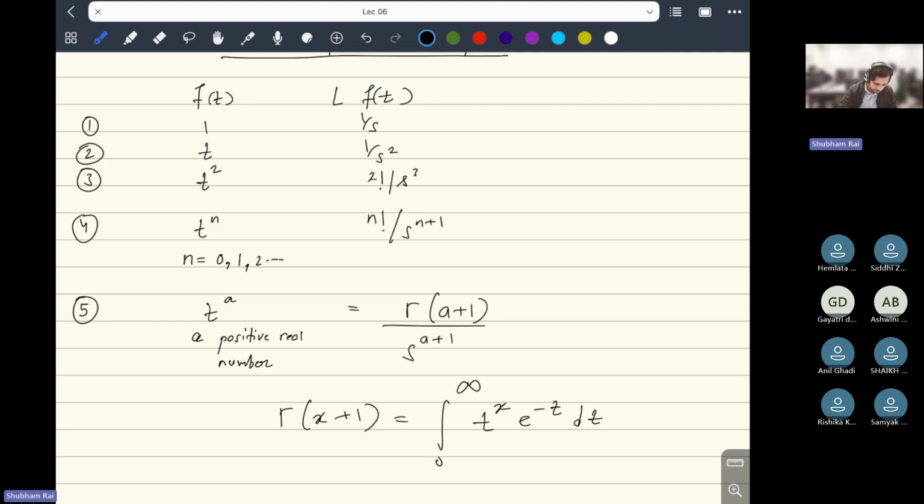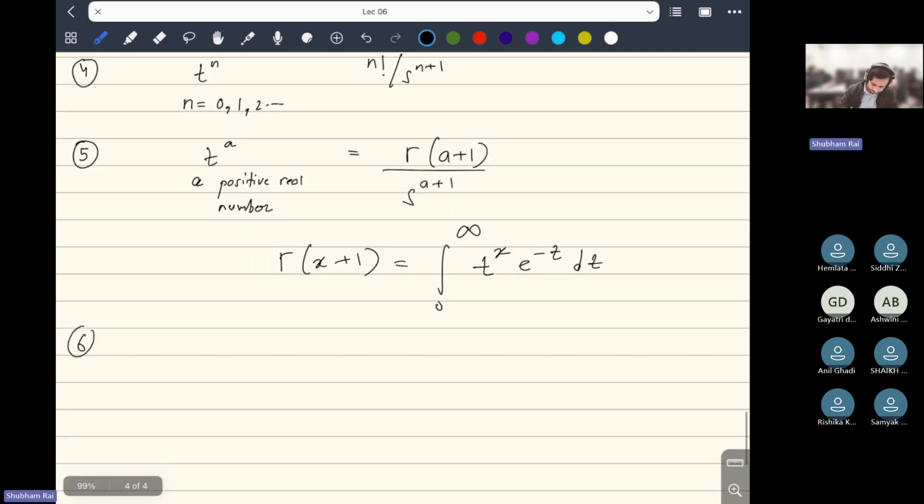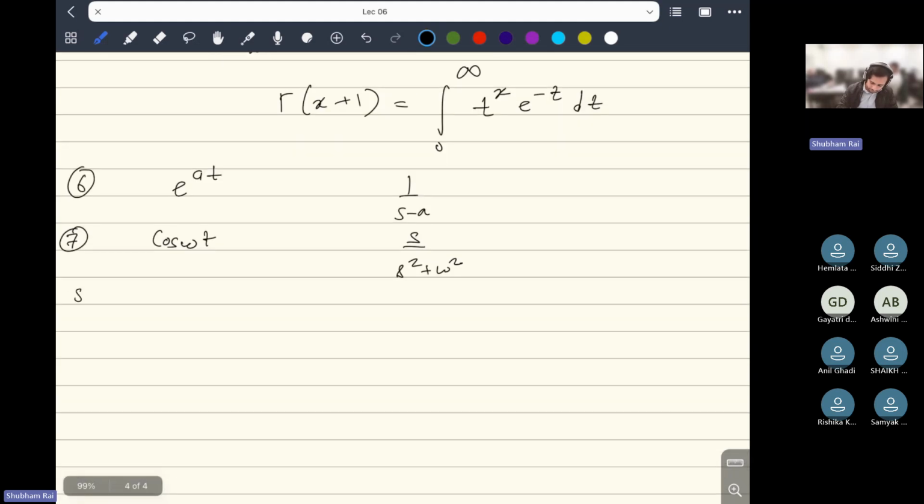And then let me just write for a few more functions. Laplace transform of e raised to power at will be 1 over s minus a, we have just found out. Then Laplace transform of cos omega t will be s over s square plus omega square, that we have found out. Then Laplace transform of sin omega t will be omega over s square plus omega square.